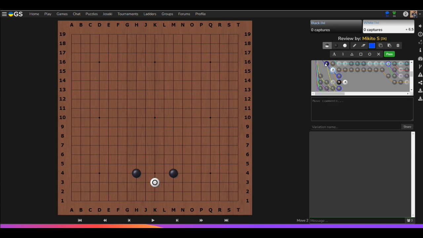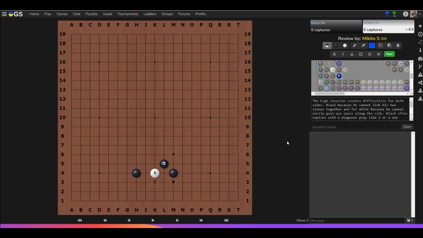If somebody has a big side or a moyo, and they have a three space high extension like this, you guys know you can usually live pretty easily by using something like this. Now we're going to look at this one. The high invasion creates difficulties for both sides: for Black, because he cannot link his two stones together, and for White, because he cannot easily gain eye space along the side.